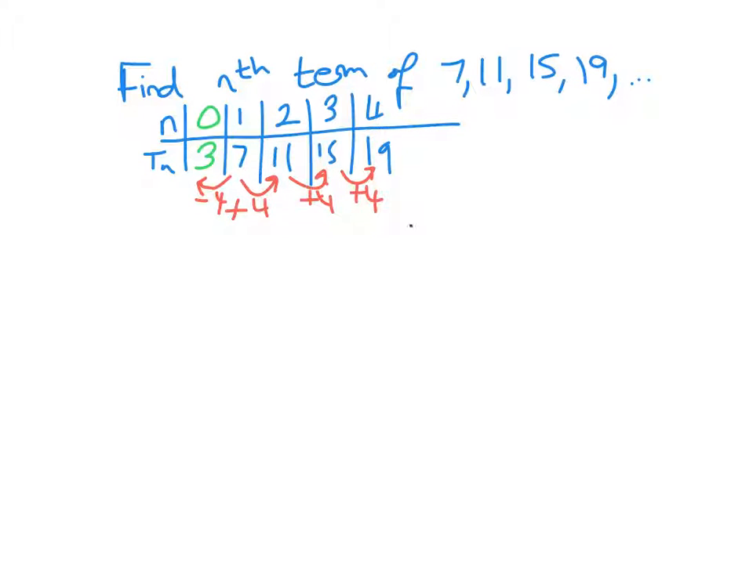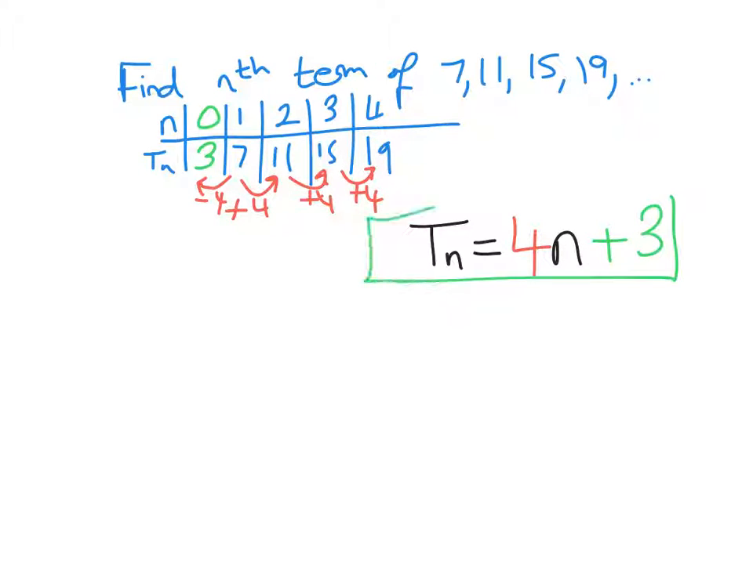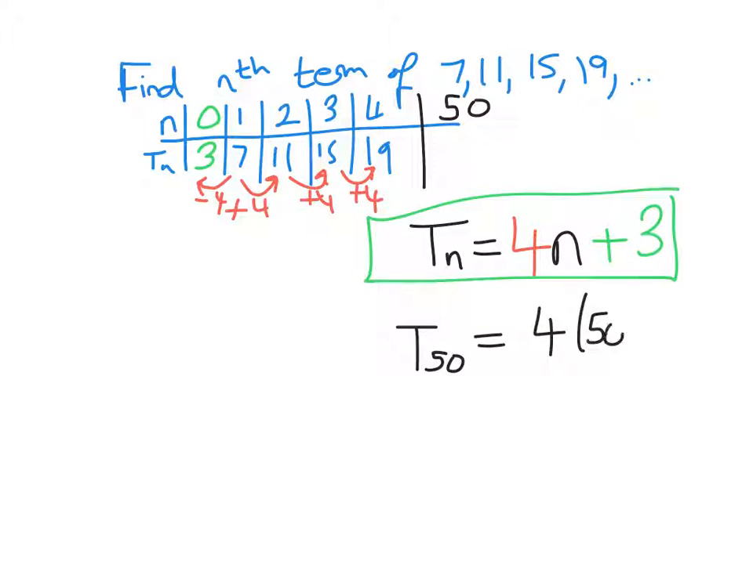So my nth term will be given by 4n plus 3. I could use this to find any term. If I wanted, for example, the 50th term, the 50th term would be 4 times 50 plus 3, which would be 203.